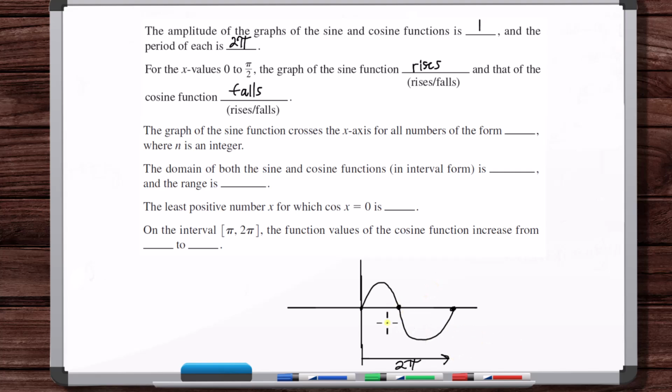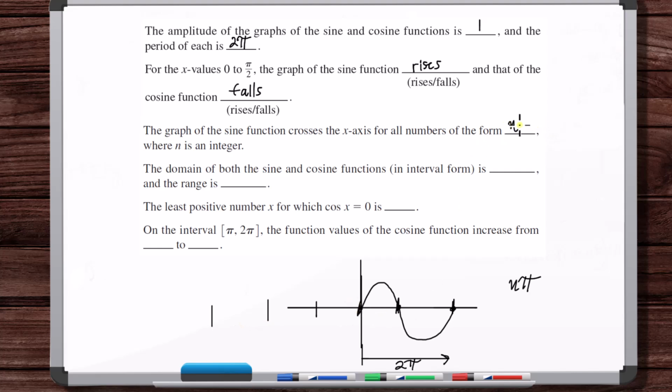So this is at pi over 2. This is halfway. This is at pi. This is at 2 pi. This is at 0. So it's n pi, because n could be anything. It could be 0, 1, 2, negative pi, negative 2 pi, negative 3 pi. That's going to be the x-intercepts.